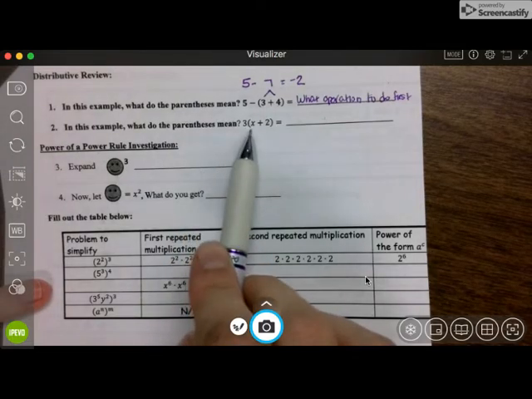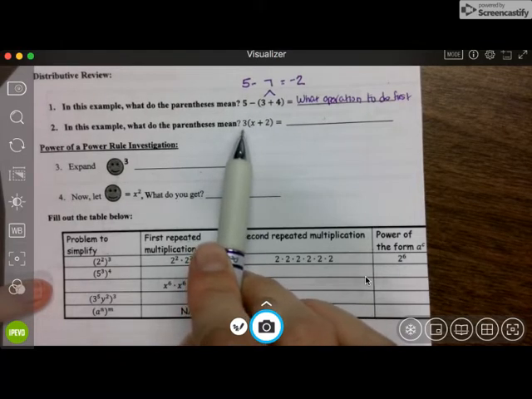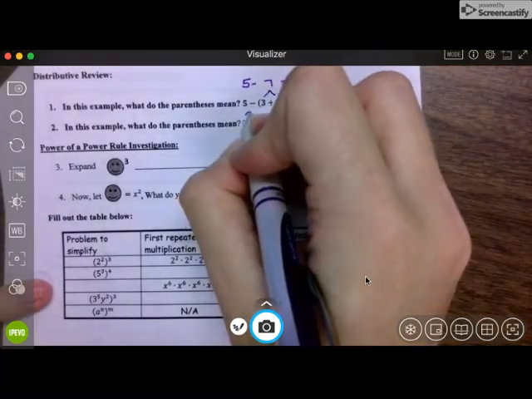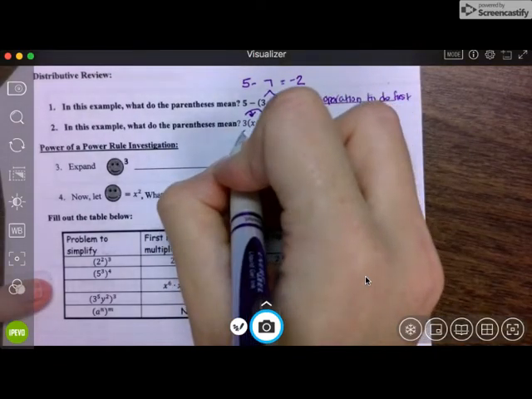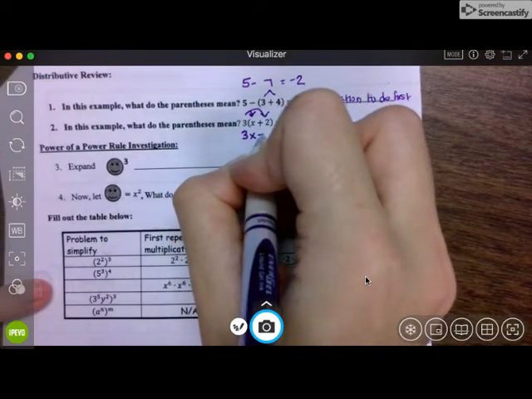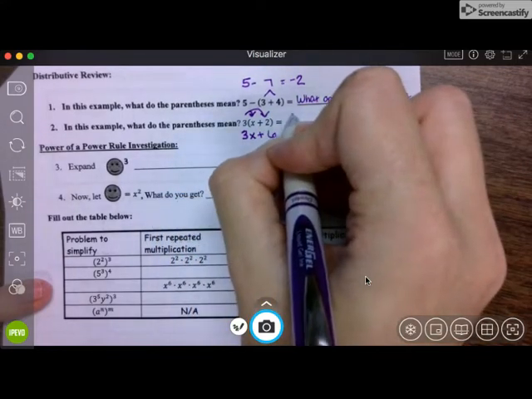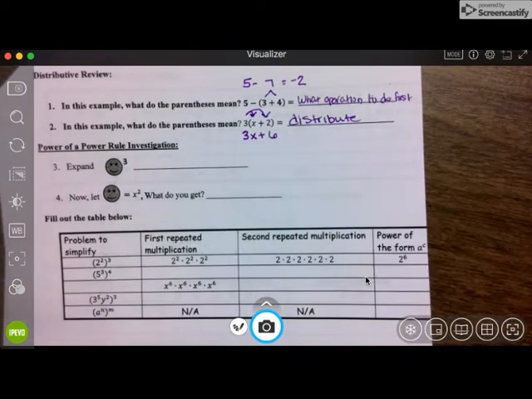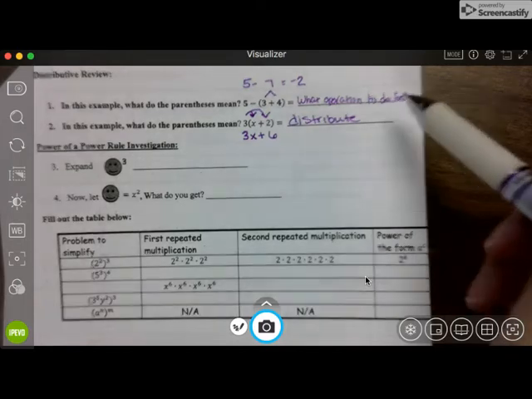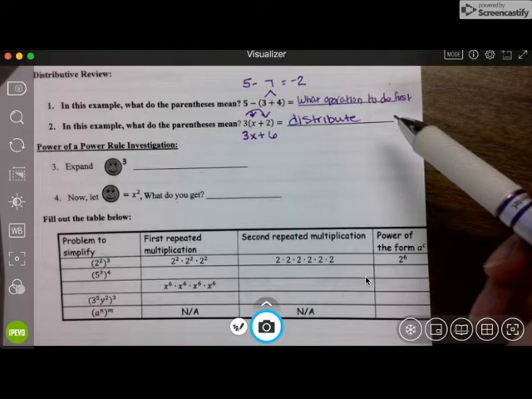Whereas in this one, because there's an x here and because it's parentheses next to a number, this tells us that we are going to distribute or do that rainbow. So 3 times x is 3x. Bring down my plus sign. 3 times 2 is 6. And that's my answer. So this tells us to distribute. Okay? So we are going to go back to what these two are with our exponent rules. So kind of keep those in mind.